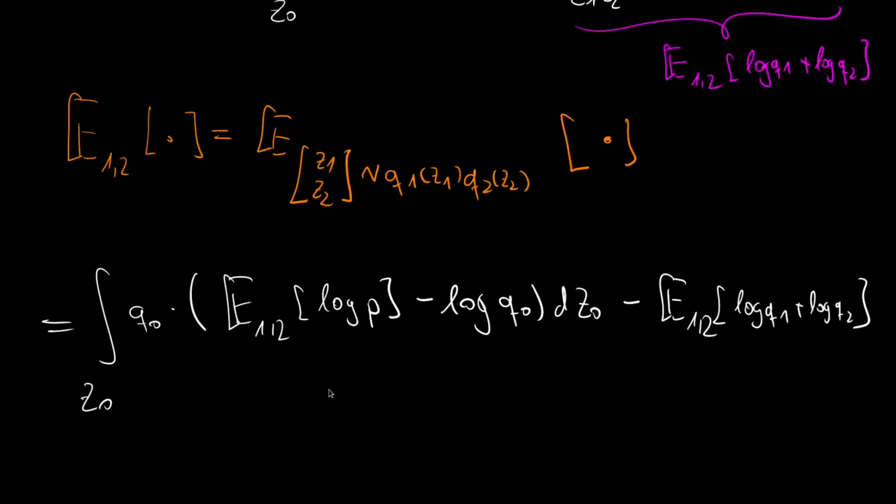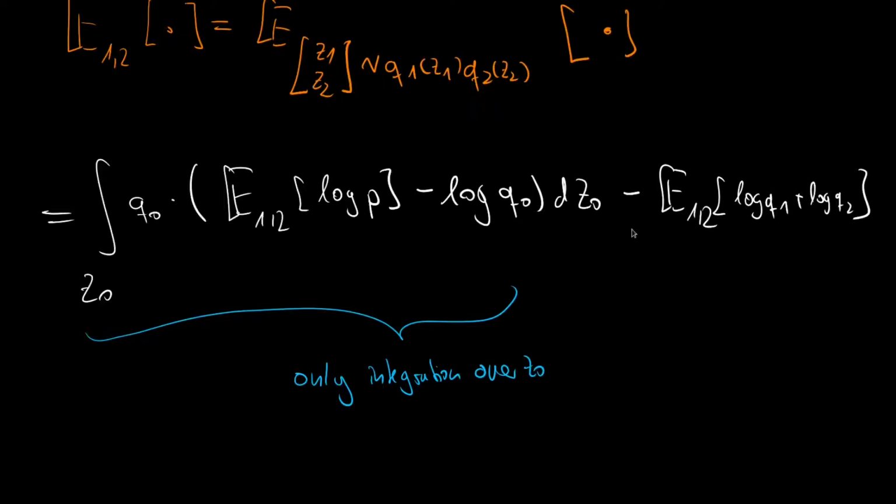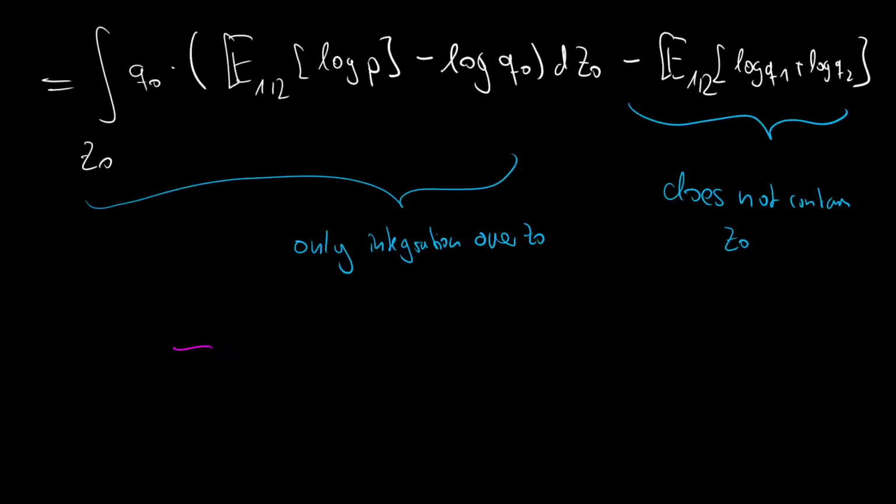The important finding and the important derivation is that we now have one term where we have the integration over one of the three random variables. So there is only integration, or you could also call it the expectation, over Z0. And then we have something that does not contain Z0 at all. And that's helpful because if we now fix Q1 and Q2, then we have a functional that is only dependent on Q0. So let's call this: fix Q1 and Q2.